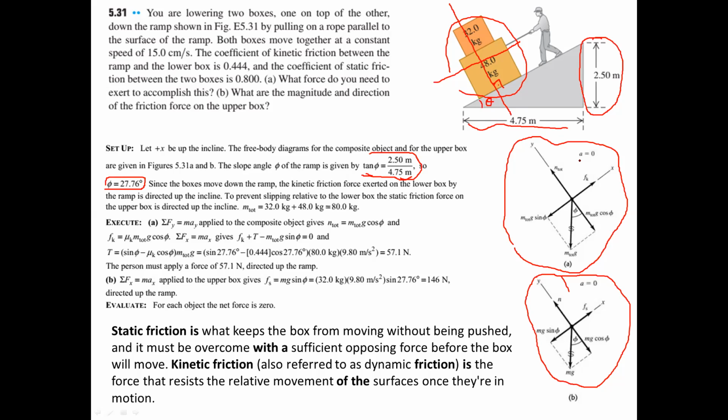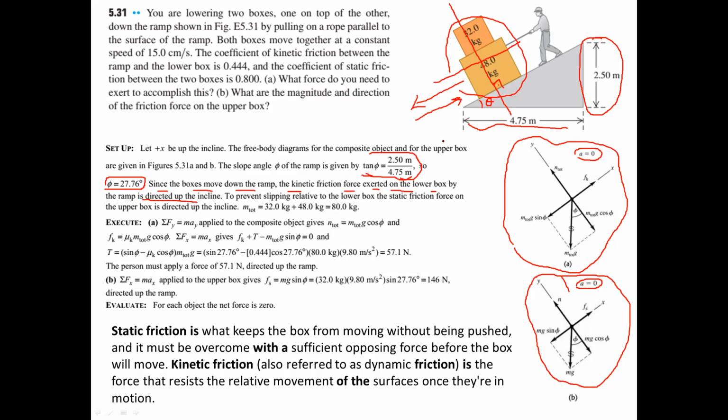And again, as your friend also said, your acceleration is here. Pay attention here, because your speed is constant and your acceleration will be 0. Since the boxes move down the ramp, the kinetic friction force exerted on the lower box by the ramp is directed up the inclined plane, right? So your motion is along this way, your friction will be in the opposite direction.